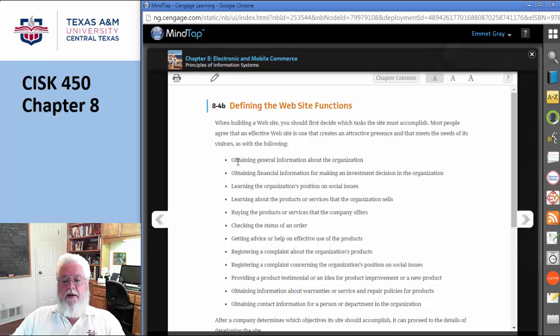So people are going to come to your website to obtain information about you, your organization, obtain financial information, learning the organization's position on social issues, like if you have a right-wing organization or a liberal organization, learning about the products and services, buying the products and services, checking the status of an order, that would be good, getting advice. In other words, I want to go there and find out, well, how am I supposed to clean this coffee maker? I'm a little confused.